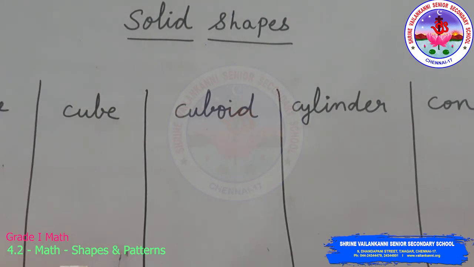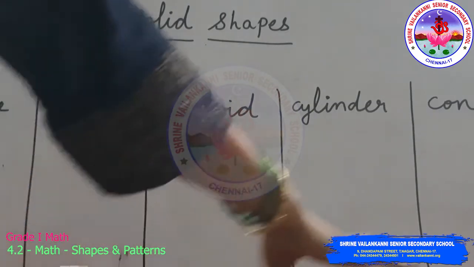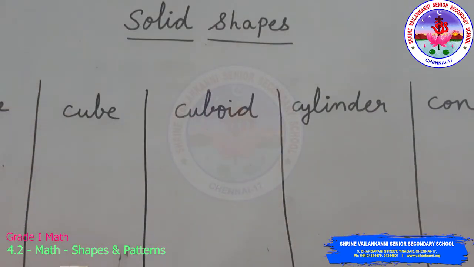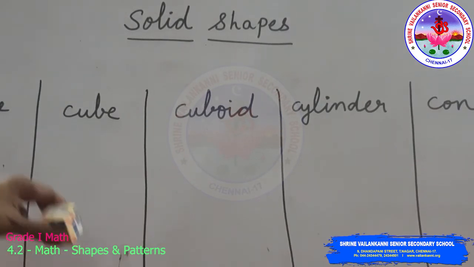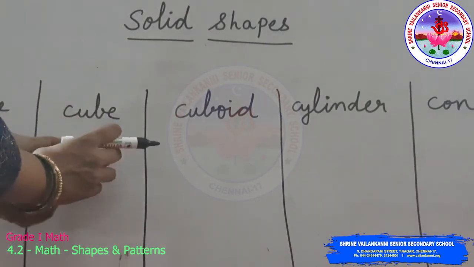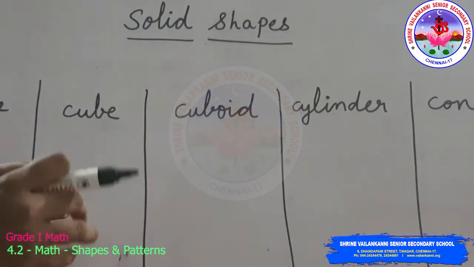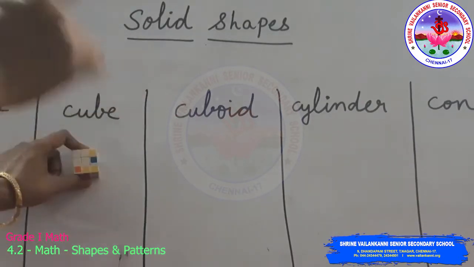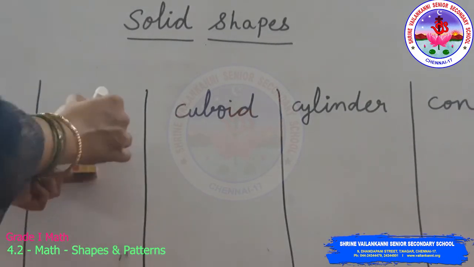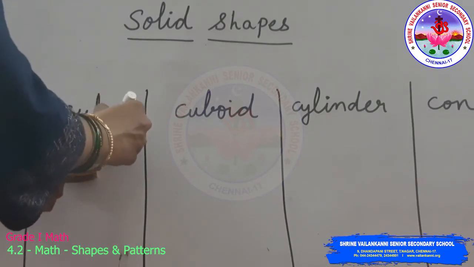Now what we are going to do is we are going to trace the solid shapes and we'll be getting the 2D shapes. Okay, we'll see what are the shapes you get while tracing the solid shapes. I'm taking this and tracing it. What is tracing? You take a paper, you keep the object on the paper, and just draw the outline.